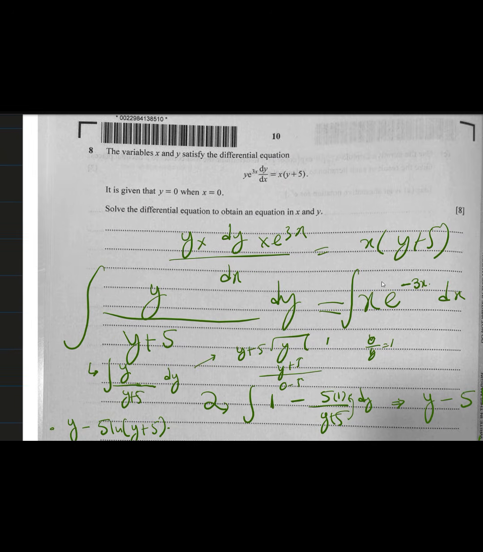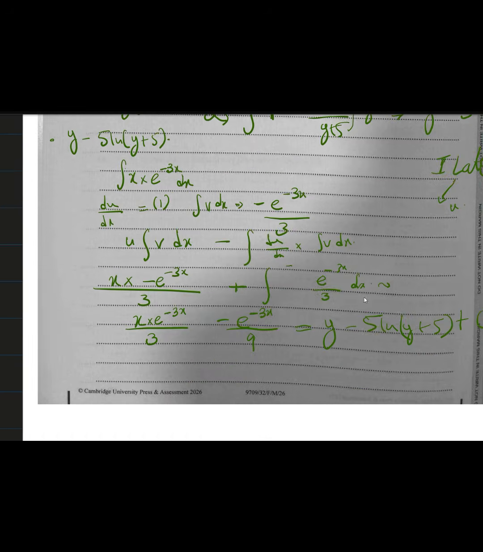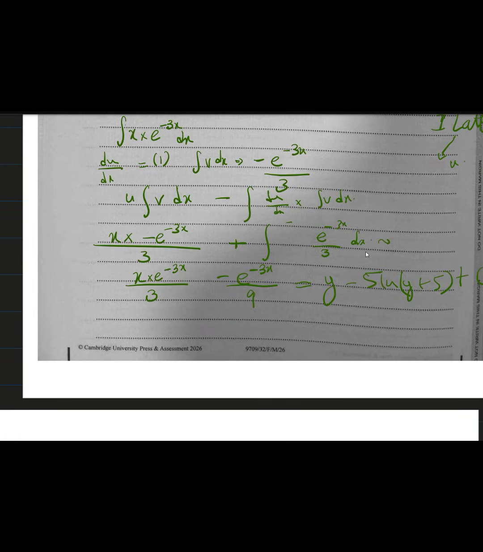Now y is equal to 0 when x equals 0. So we can use this to calculate our c. So when x equals 0, this whole part will become 0, and this whole part, minus 3 into 0 will be 0, and it will become minus e power 0, which would be 1. So minus 1 over 9 would be equal to y is 0, minus 5 ln(y plus 5), which is 0 plus 5, so 5, plus c. So our c becomes 5 ln 5 minus 1 over 9.